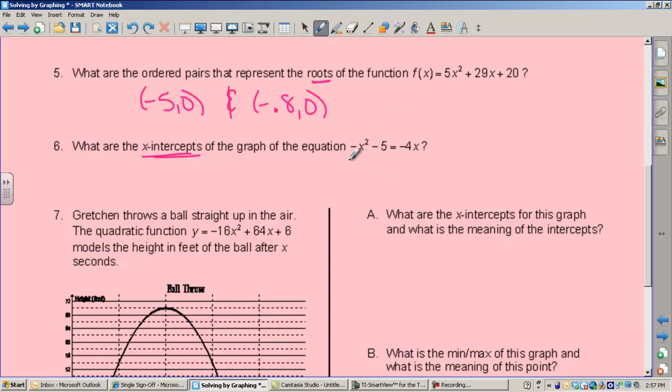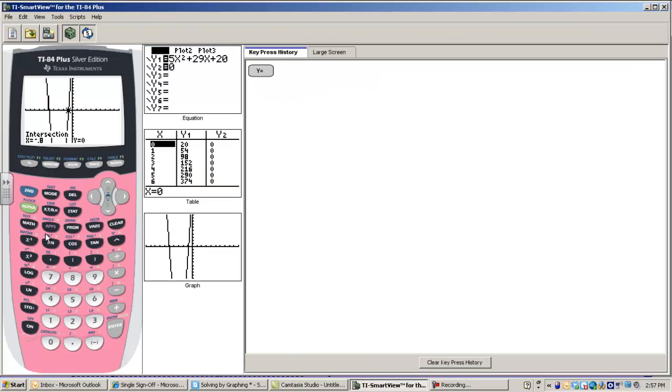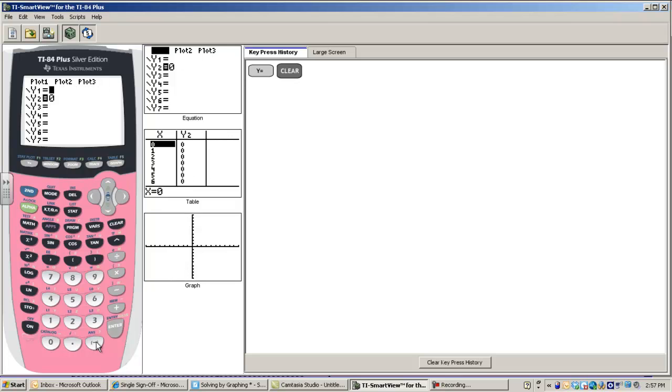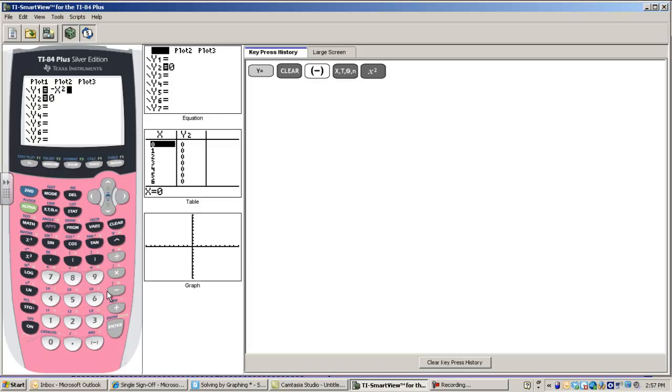Problem is, it does not say y equals, or it doesn't equal 0, and so I can't do anything with it yet. I have got to make this equal 0, just like I did when I was factoring. So in order to do that, I'm going to add 4x to both sides. And so now I have -x² plus 4x minus 5 equals 0. And I'm going to go back to my calculator, go to y equals and clear out that equation. I'm going to enter in the new one. So I have -x² plus 4x minus 5.